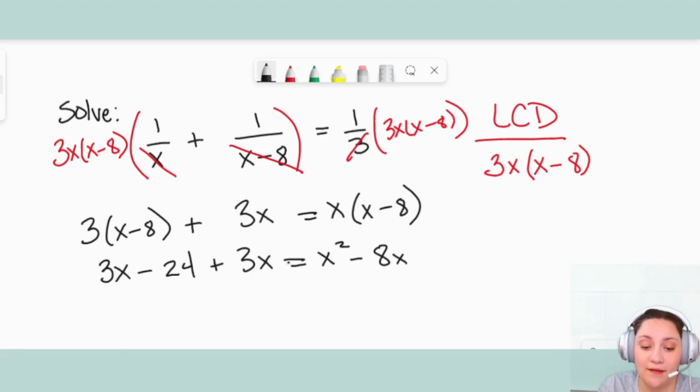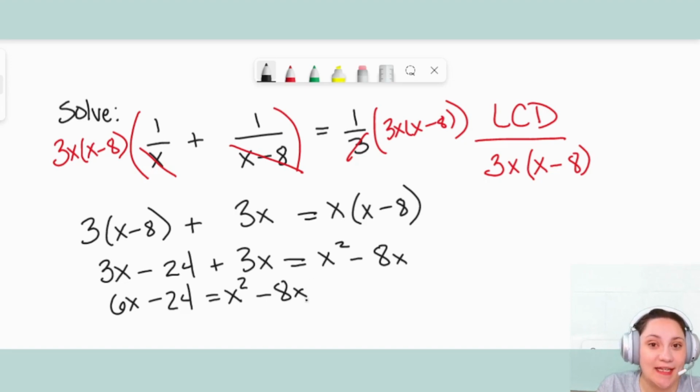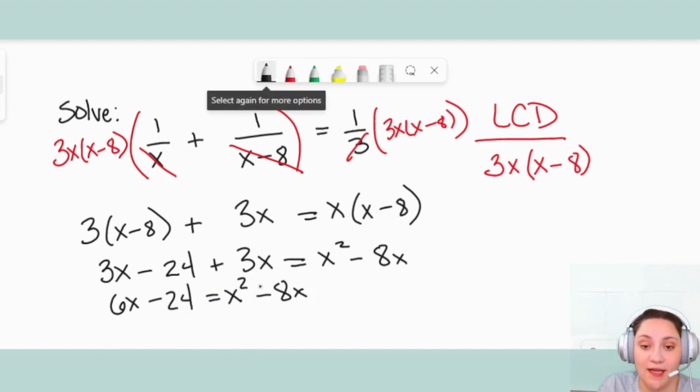So over here I can combine the 3x terms into 6x minus 24 is equal to x squared minus 8x. Now I see that I have the beginnings of a quadratic equation here. My highest term is x squared, and then I have some x terms, and then I have a constant term. So I'm going to go ahead and move the x squared term to the other side, as well as the 8x term, and just basically combine all the terms on one side of the equation so that I can set the whole thing equal to 0, because that is how we solve quadratic equations, right?